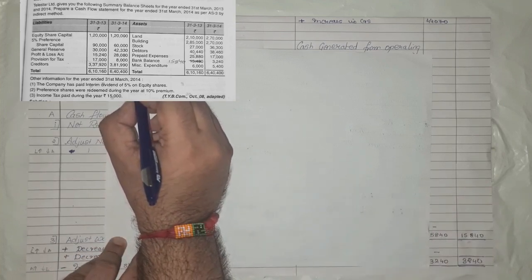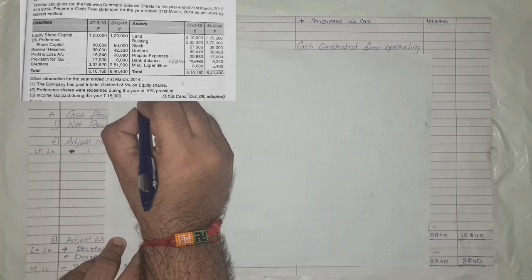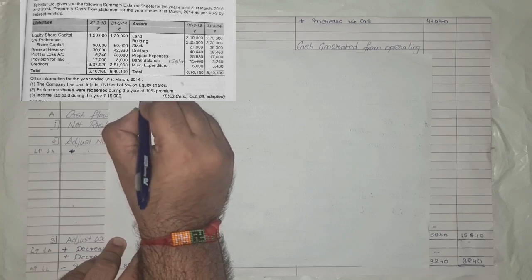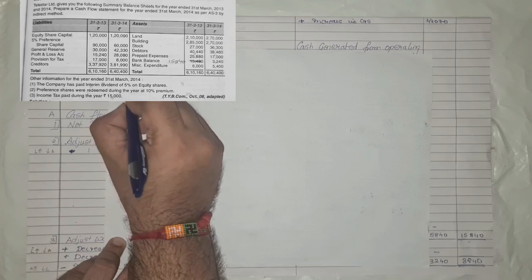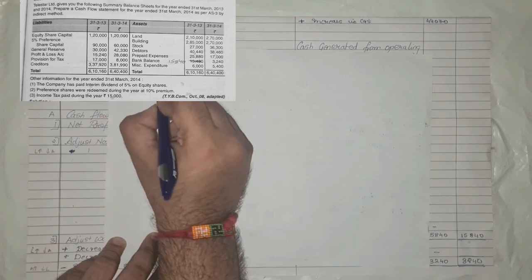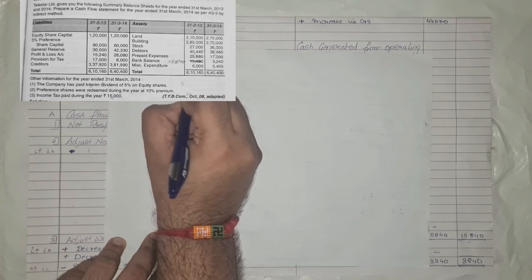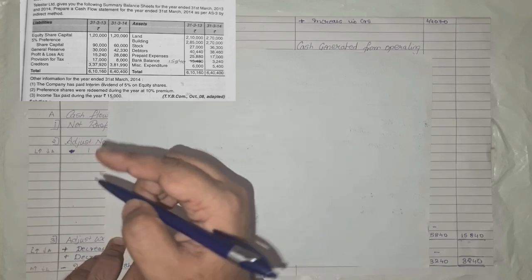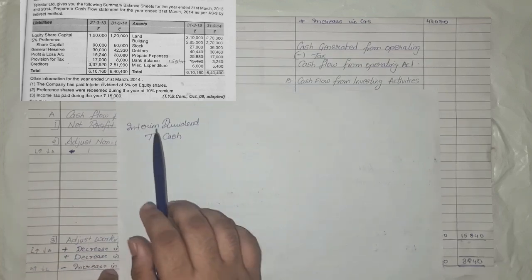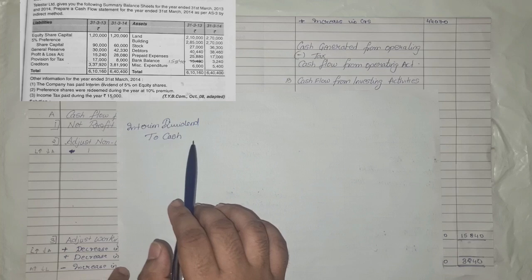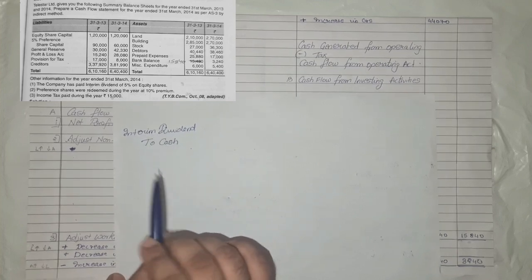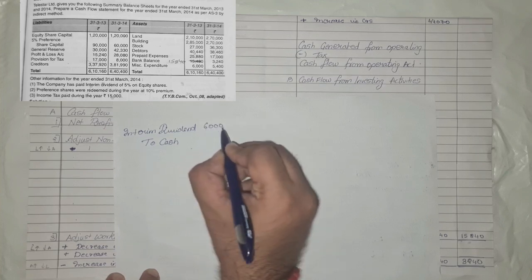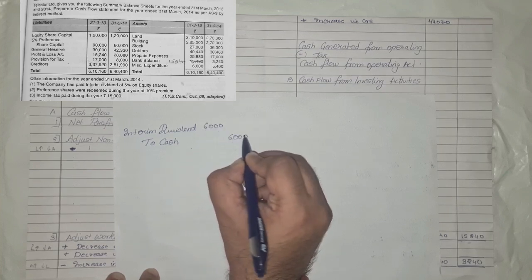So interim dividend was paid. If I'm paying, the money is going out, so it will be credited to cash. So my entry would be interim dividend account debit to cash. Now it is 5% on equity share. In the question it is given that equity shares are 1,20,000. So 5% of 1,20,000 is 6,000. So my journal entry would be interim dividend account debit to cash 6,000.